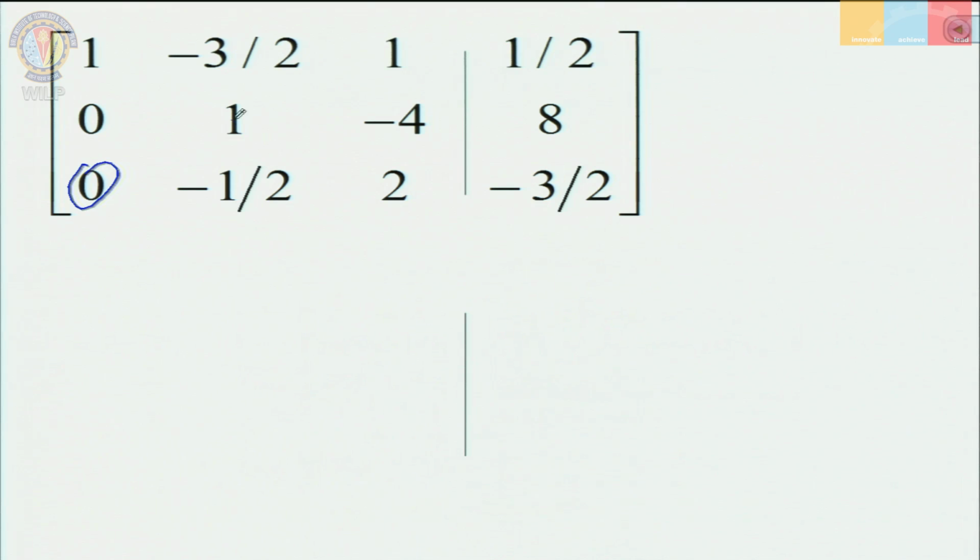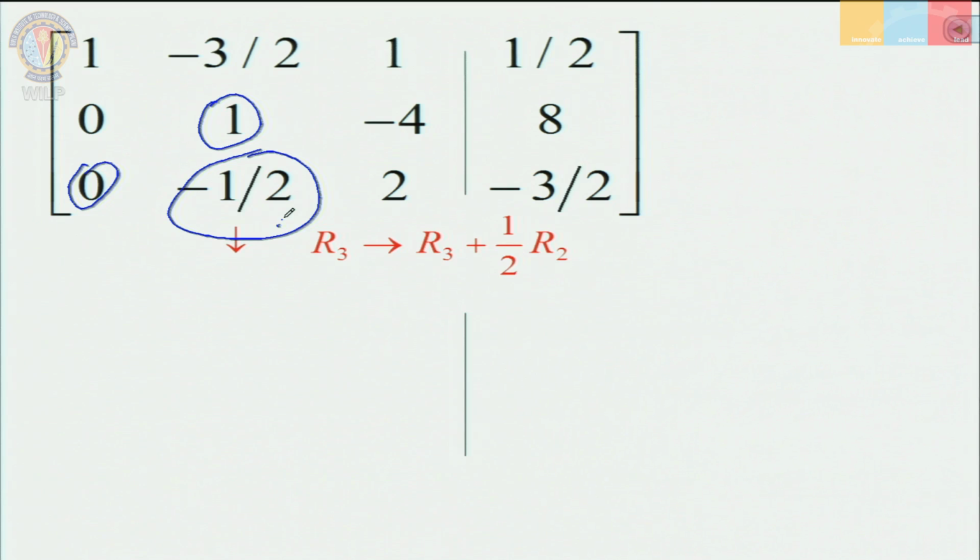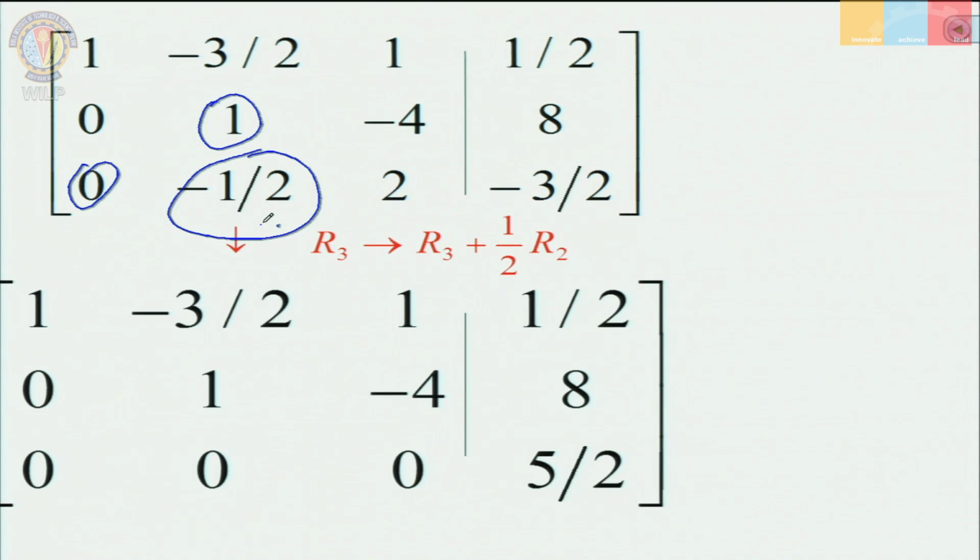Here it is 1, which is fine, but here it must be 0. How to make it 0? We shall multiply the second row by half and add it to the third row, and you will get 0 here. Replace R3 by R3 plus half R2, so that this element will be converted into 0. So, look at here, it is 0.